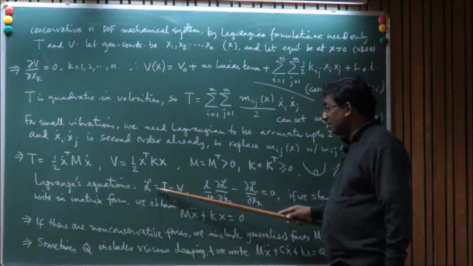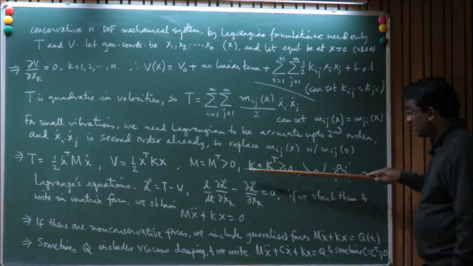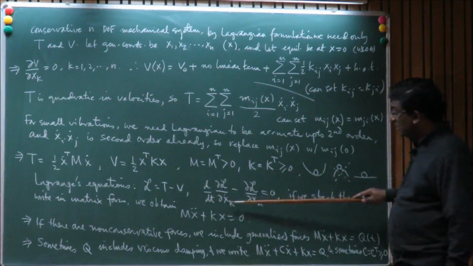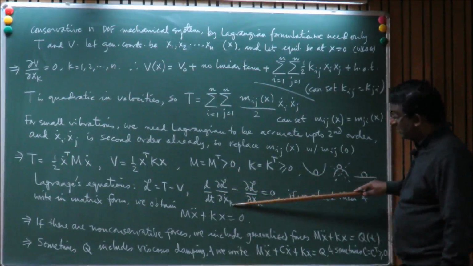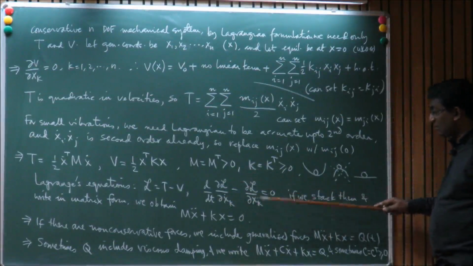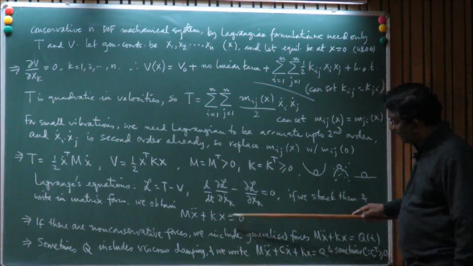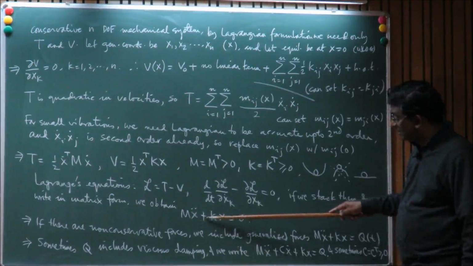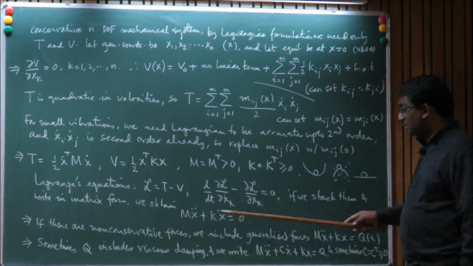Lagrange's equations: we define the Lagrangian as T minus V as usual, and these are Lagrange's equations. We do this for every k. So for little k equals 1, we get one equation, little k equals 2, we get another equation. If we stack all of those together and write them in matrix form, we get this matrix equation, which is capital M x double dot plus capital K x is equal to 0. This is a matrix equation.